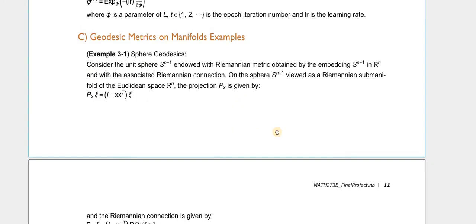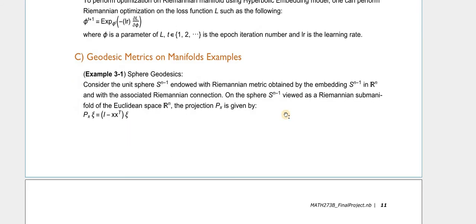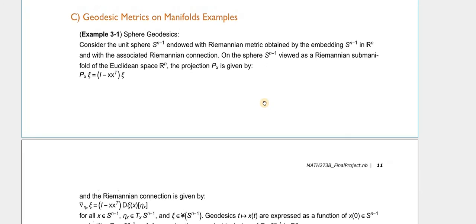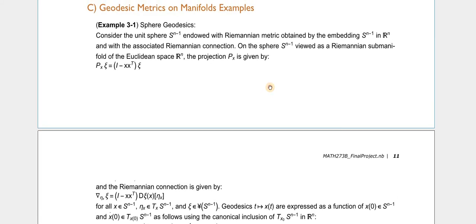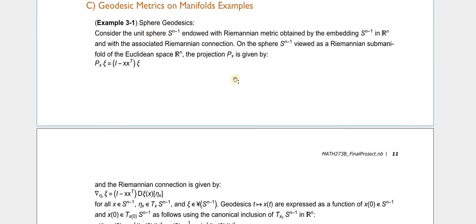So now, with all those definitions behind us, let's talk about one particular example, just to give us a sense of what we're applying and to know what a geodesic is. So for a sphere's geodesics, let's consider a unit sphere endowed with a Riemannian metric obtained by the embedding in R^n. It's associated with a Riemannian connection, which is an affine connection of our geodesics. This is a Riemannian submanifold of the Euclidean space.